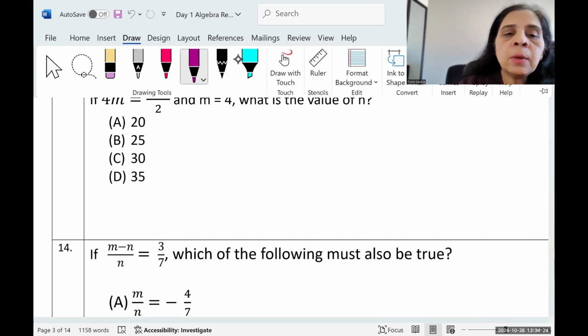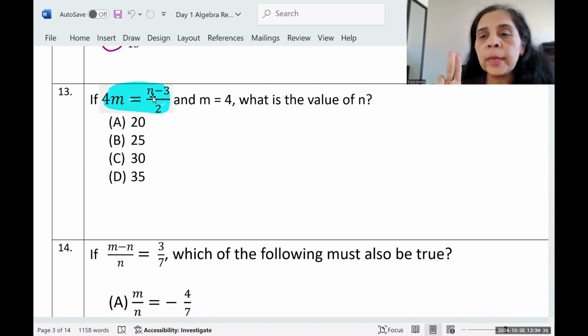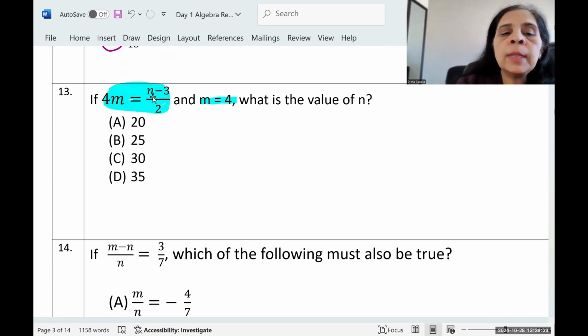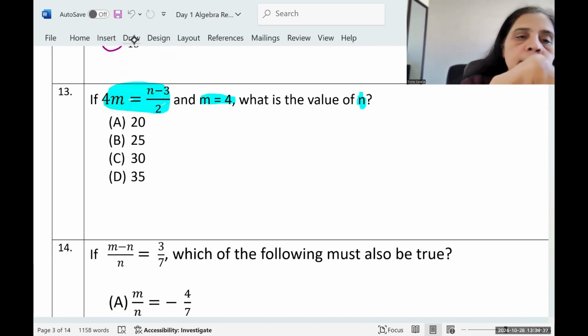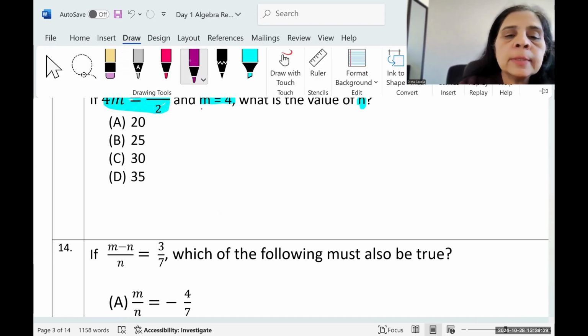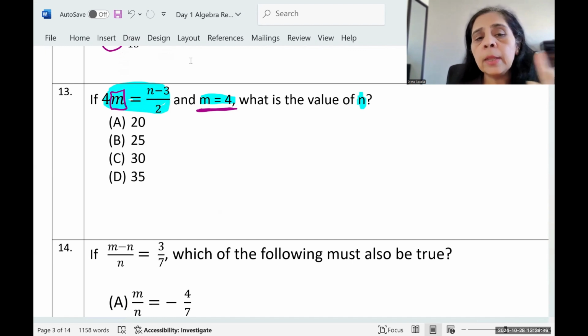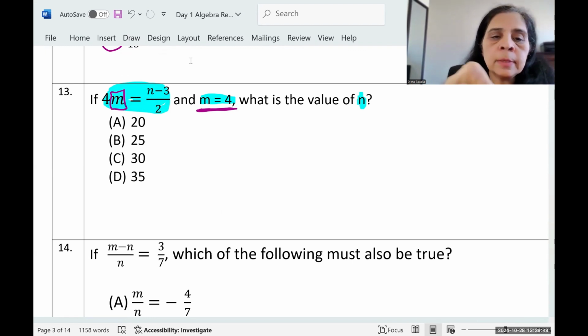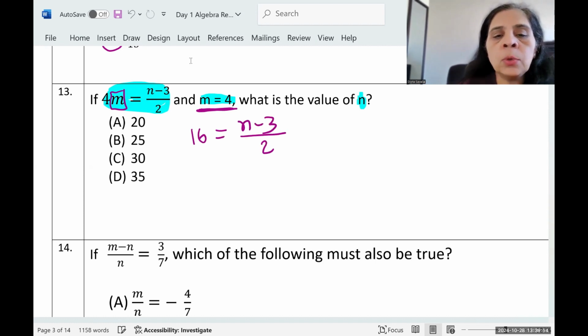Let's see number 13. Again, we will check what is given, what is the question. We can see we have an equation given with two variables, and one variable value is given. The second variable, we need to find. So what we can do is, this m equals 4. First thing, I will plug in right here. So your step 1, you will plug in. So let's see, 4 times 4 is 16 equals n minus 3 over 2.